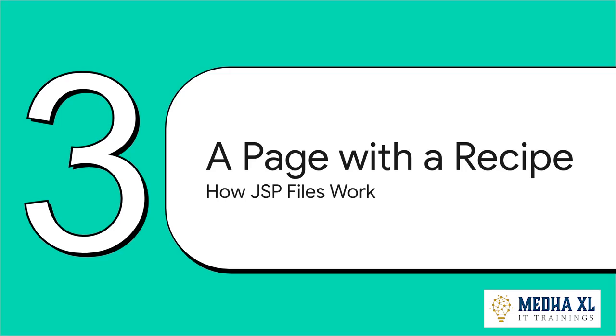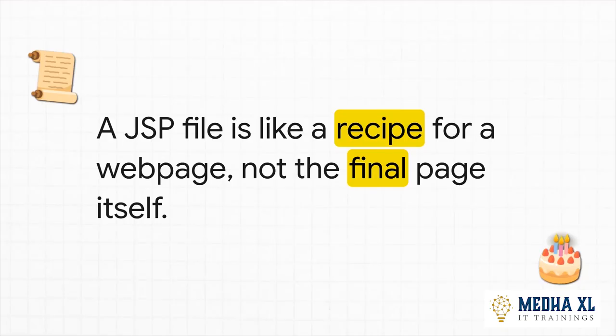Okay, to really get how this mashup works, let's use an analogy that I think will make it all click. Let's imagine we're baking a cake. So a JSP file isn't actually the final web page. Nope, it's the recipe for the web page. The HTML parts, those are your basic ingredients, the flour, the sugar, the eggs. They give you the basic structure. But the Java code, that's the set of special instructions. That's the part of the recipe that says, hey, if it's Alex's birthday, add some sprinkles.